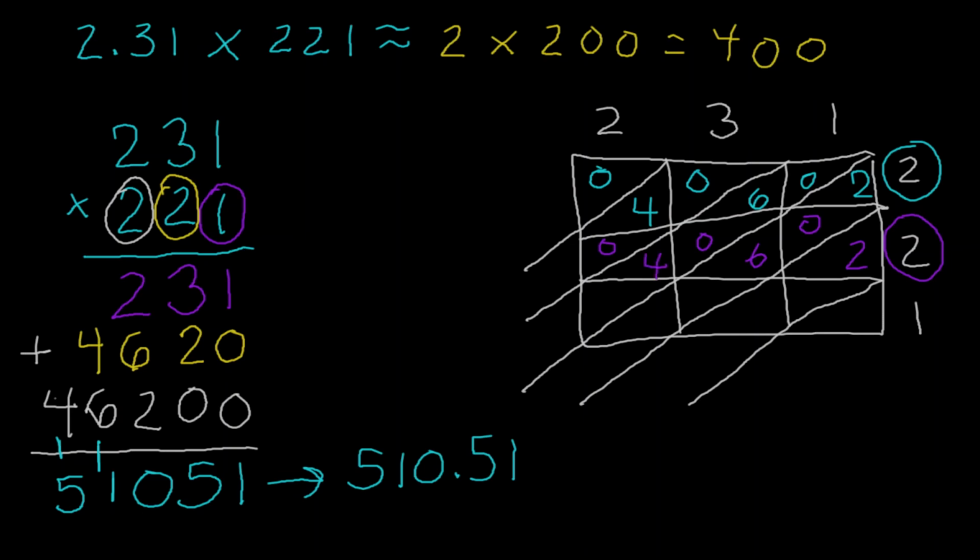Lastly, I'm going to multiply every part in the top factor by 1. 1 times 1, 0 tens, 1 one. 1 times 3, 0 tens, 3 ones. 1 times 2, 0 tens, 2 ones.